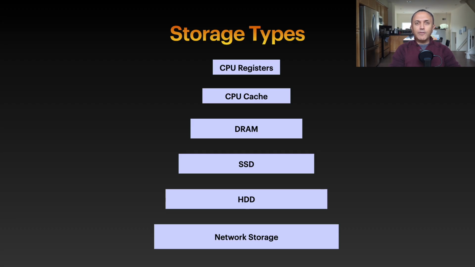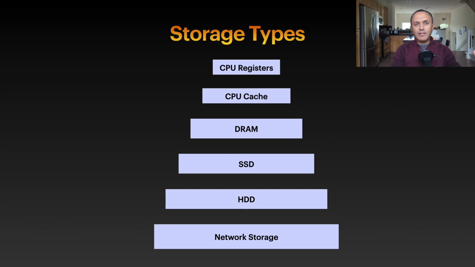So let's first talk about the different kinds of storage that we have. These are roughly the different types of storage that you may have heard of, starting from CPU registers, cache, DRAM or main memory, and then going to SSD, hard disk drives, and network storage. These are different types of storage.